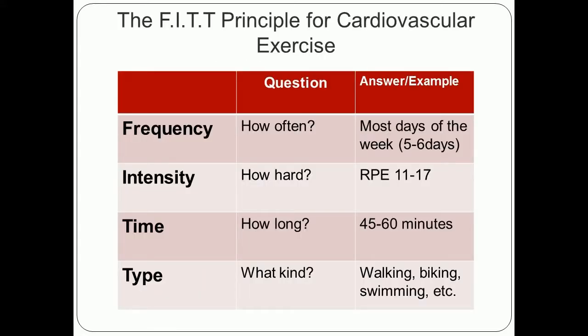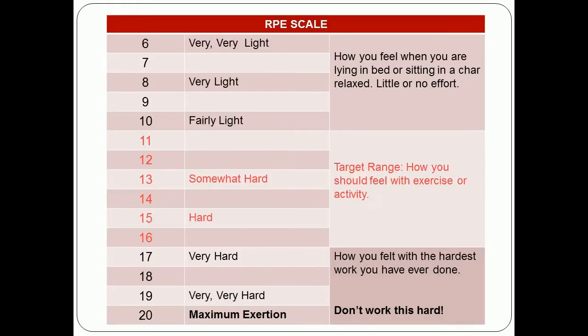The F.I.T. principle for cardiovascular exercise. Frequency: how often? Most days of the week, 5 to 6 days. Intensity: how hard? RPE of 11 to 17. Time: how long? 45 to 60 minutes. Type: what kind? Walking, biking, swimming, etc. The goal when starting an exercise program is to start out exercising light to somewhat hard and progress to exercising somewhat hard to hard.